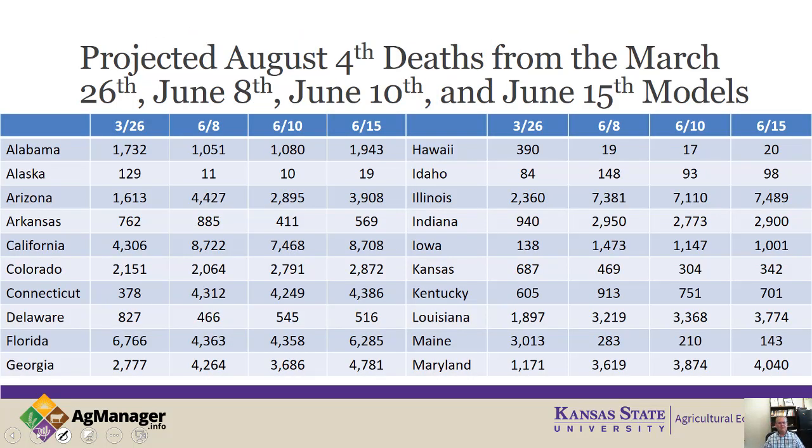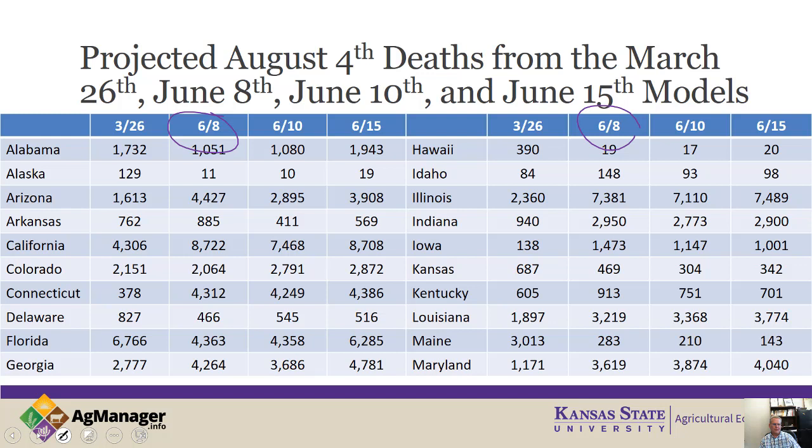This slide looks at what's happened last week. We're on 6/8, and so if you want to compare what's happened in the last week, you'll see that the expectation by August 4th for Alabama has almost doubled. Alaska went from 11 to 19, also a doubling, but a much lower scale than Alabama.